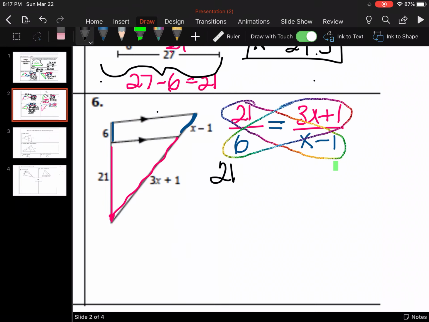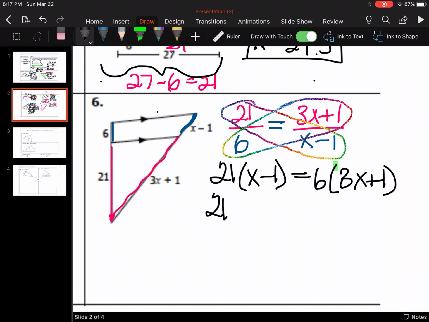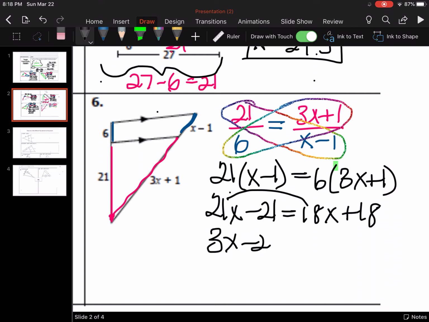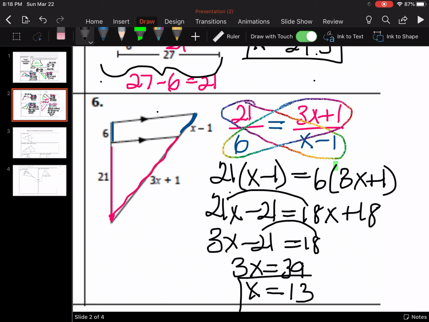All right, so it's going to be 21 parentheses x minus 1 equals 6 parentheses 3x plus 1. Distribute. 21x minus 21 equals 18x plus 18. I'm going to bring the 18 to the 21, which means I get 3x minus 21 equals 18. Bring the 21 to the 18, so that means 3x is equal to 39. Divide 39 by 3, which gives us 13. Solve for x, that's what we did, and we're now on to 7.